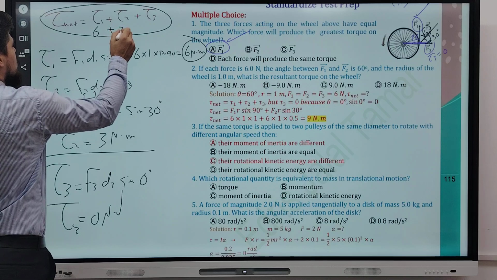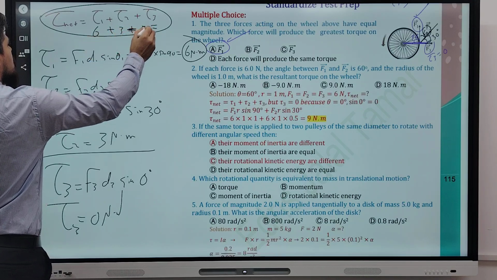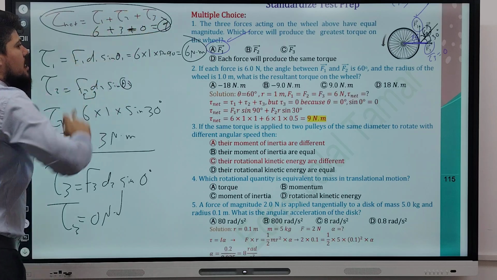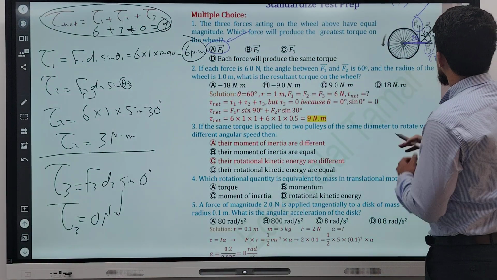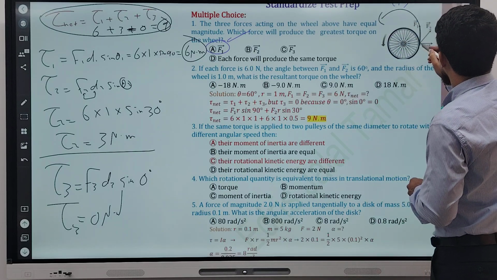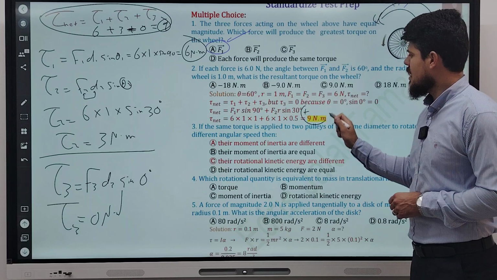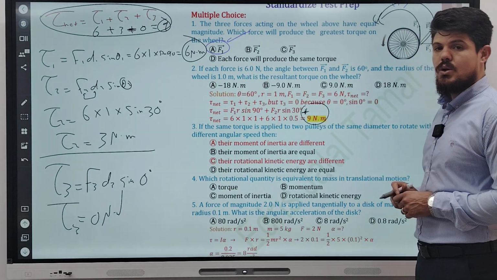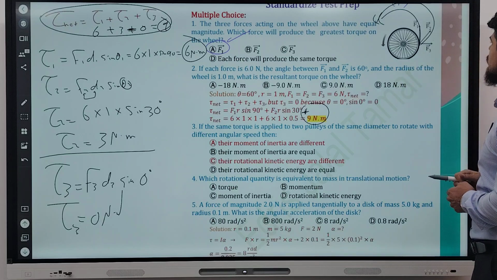Okay. Torque number 1, 2, 3 are 6, 3 and 0. 6 plus 3 is equal to 9. Okay. Because the force is acting like that. Okay. So this is counterclockwise. Also this is counterclockwise. That is why it should be positive. The net torque is positive. Why? Because all forces acting on the wheel with the counterclockwise direction.